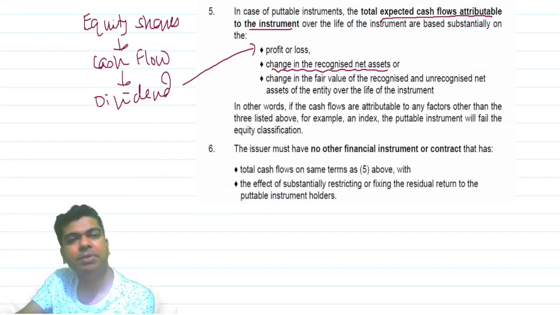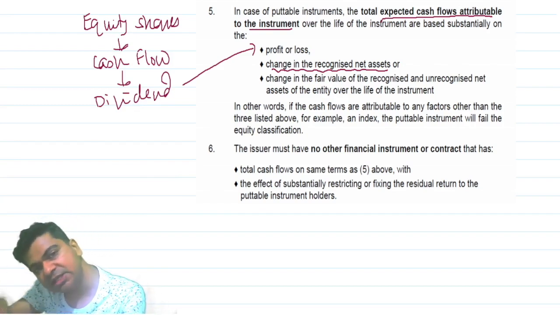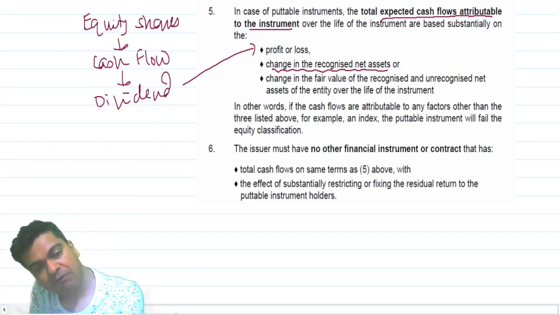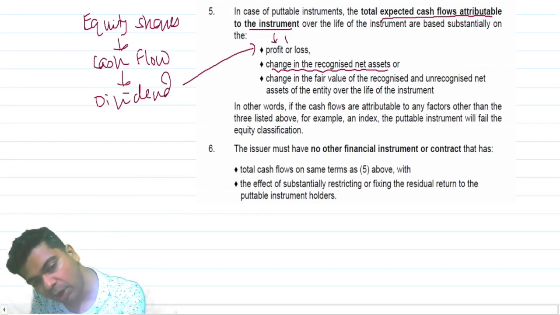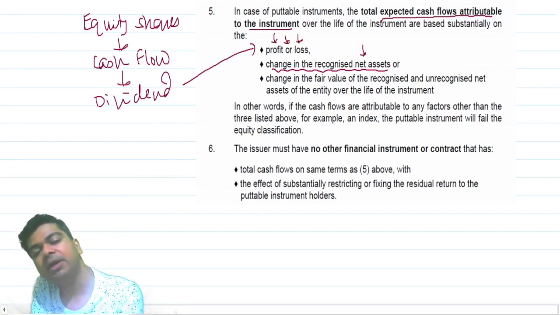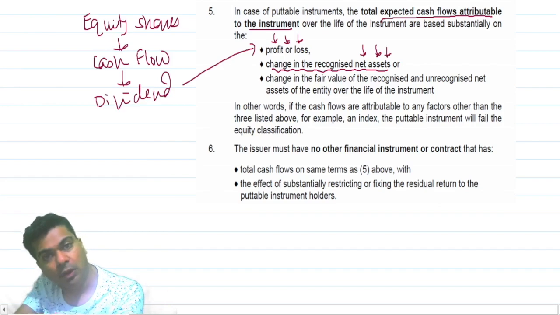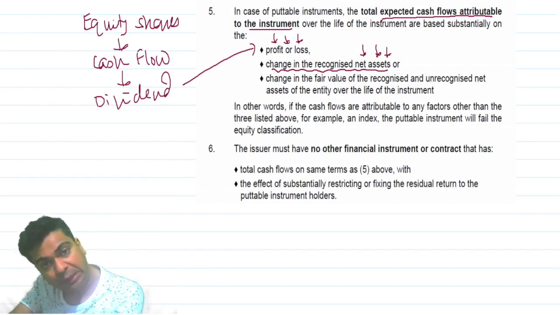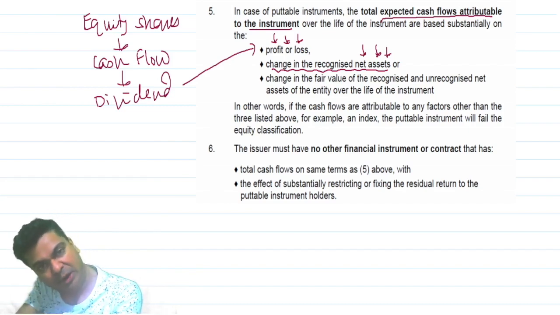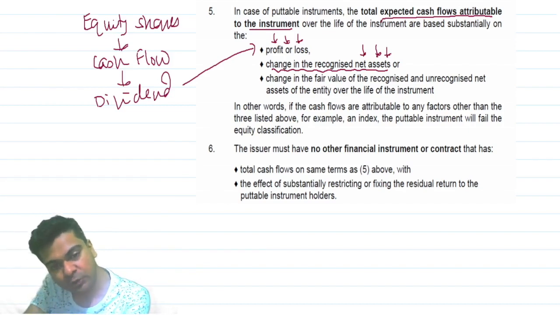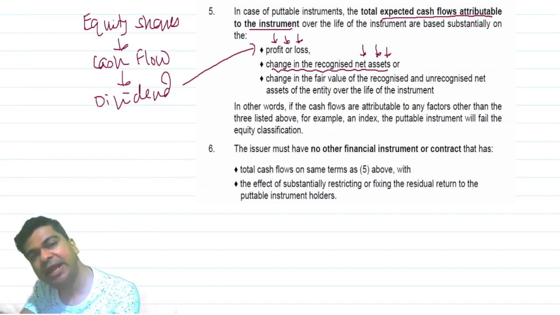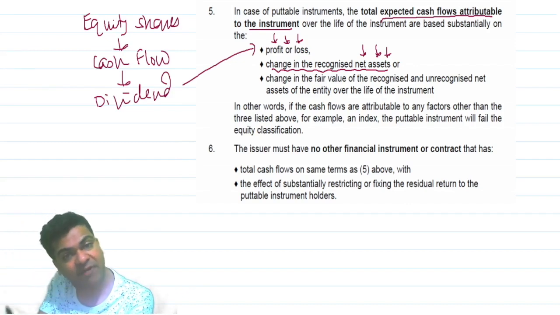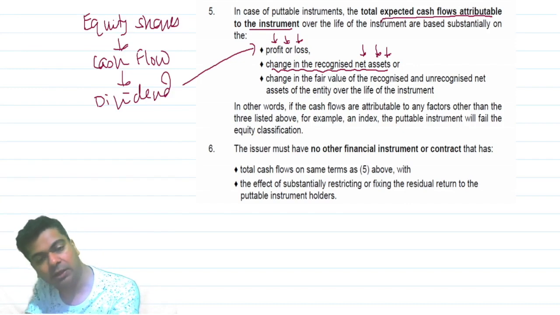How will the MPS on the stock exchange increase or decrease? One of the parameters, of course, will be profit or loss. Another parameter can be the net assets. If you are acquiring another company, your net assets will increase. Similarly, if you are demerging or selling a unit, your net assets will decrease. So the change in the net assets is also going to affect the cash flow that will be generated.